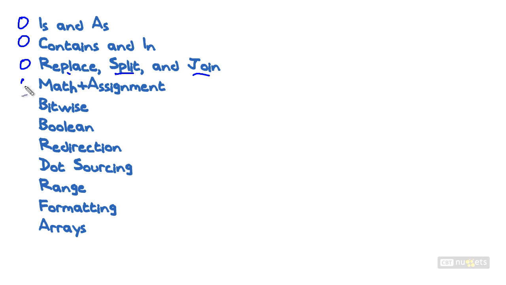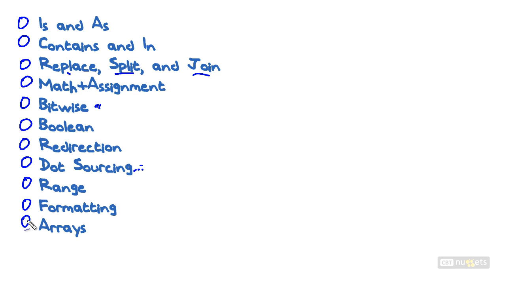We'll look at some of the more advanced math and assignment operators. The bitwise operators, that's going to take a minute to explain. A couple extra Boolean operators, some redirection operators. Now, legally this is an operator, but it's a technique called dot sourcing. I'm going to show you that too. Very useful. That'll take some explaining too. The range operator, the formatting operator, and some of the operators you use to work with arrays. So we have quite an agenda ahead of us.